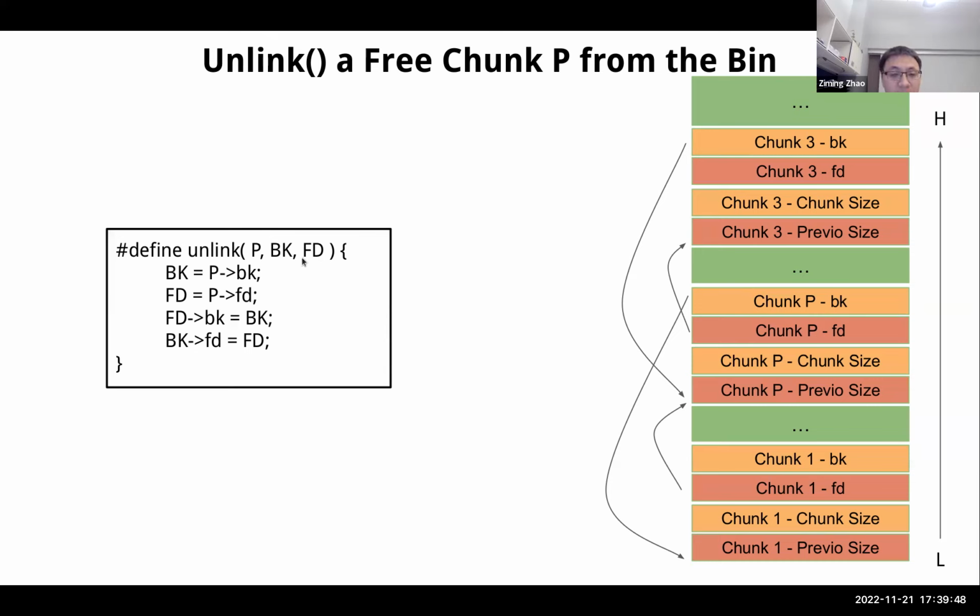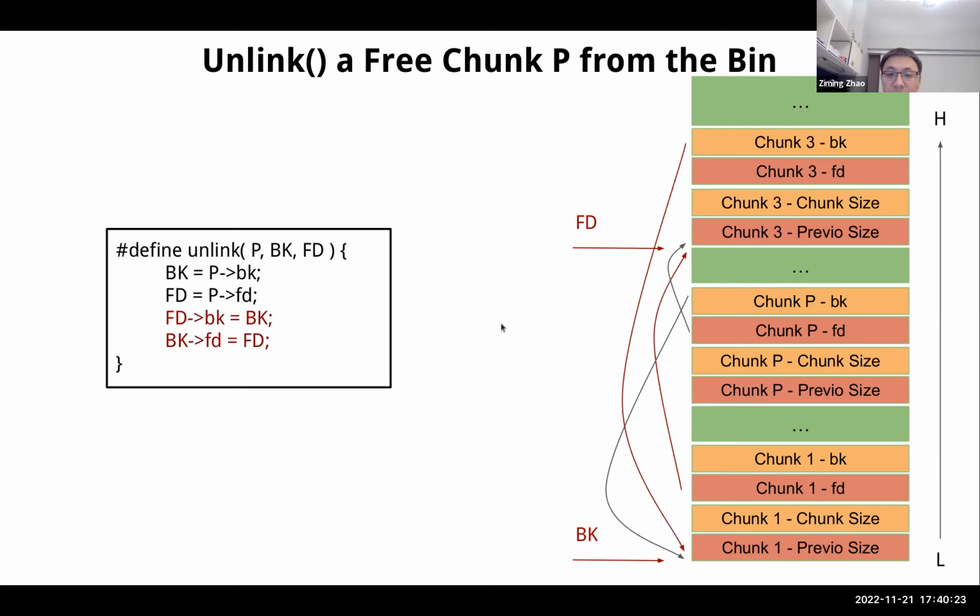They will be used later. Okay. So let's say the first line of code here is we set BK as P's backward chunk. So now BK is a pointer. BK points to where P's backward points to, which is chunk 1. Then after that, FD points to what P's forward points to, which is chunk 3. So we set BK and FD.